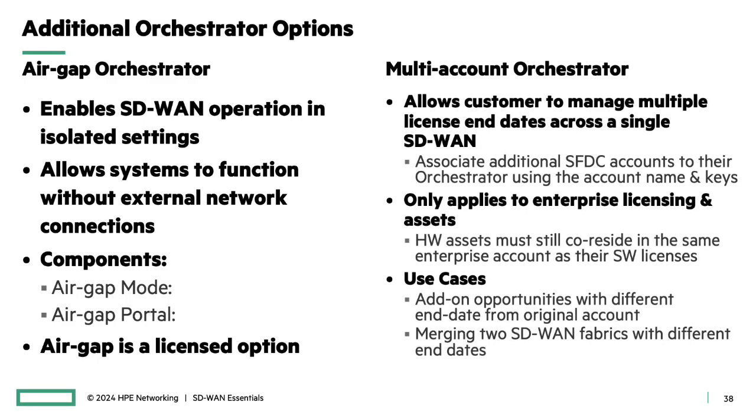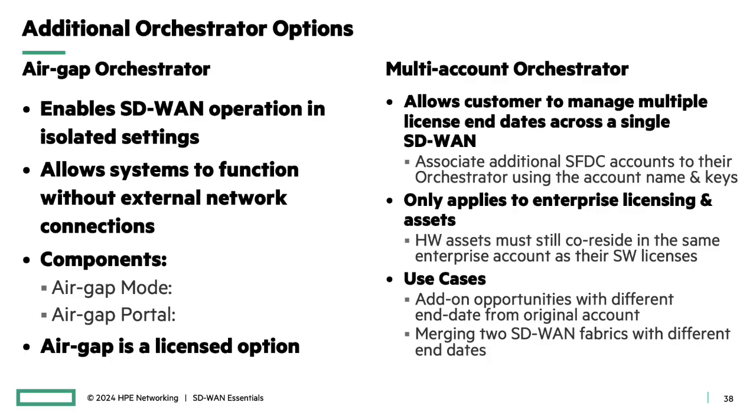Multi-account orchestrator is an add-on use case and provides opportunities for organizations with different licensing end dates from the original account when it was originally deployed. With multi-account orchestrator, you can have licenses with different end dates and consolidate those different end dates when it's time to renew your account. This allows you to renew licenses with a third end date or true up licenses in first account and second account and migrate those assets to a single account. This merge use case of 2 SD-WAN fabrics with different end dates facilitates aggregation of account assets together.